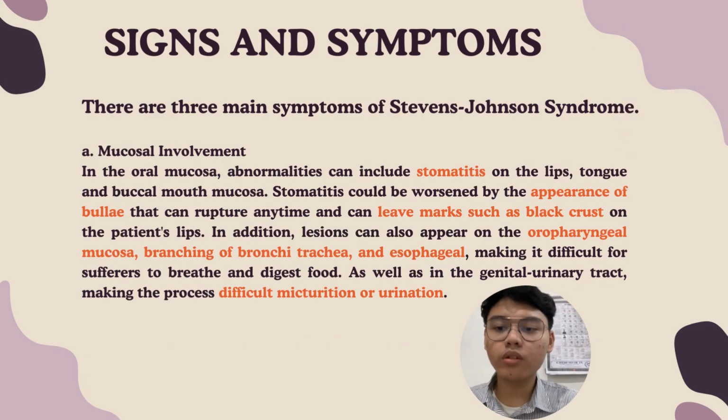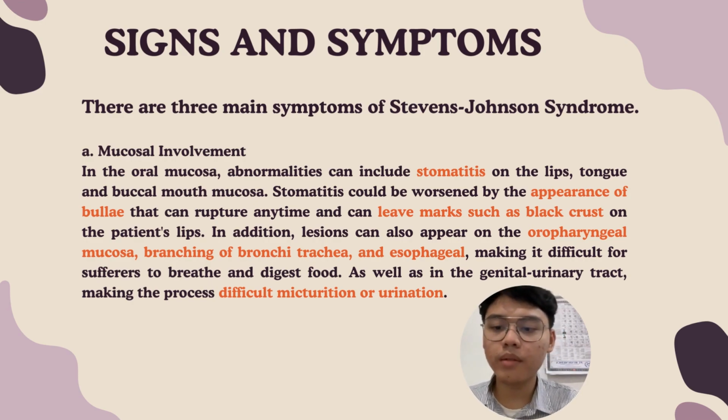The next one is mucosa involvement. Abnormalities in the mucosa mostly involve the oral and esophageal mucosa, but can also involve the mucosa of the lungs and genitals. In the oral mucosa, abnormalities can include stomatitis on the lips, tongue, and buccal mucosa.